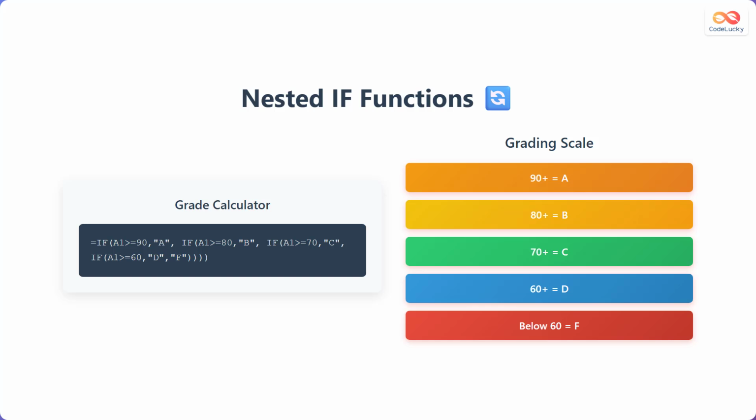This formula checks the value in cell A1 and returns a grade based on the following scale. 90 or above is an A, 80 or above is a B, 70 or above is a C, 60 or above is a D, and below 60 is an F.